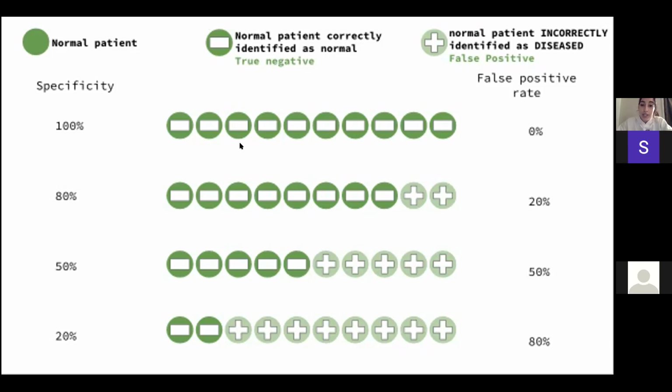If a test is 100% specific, all normal patients get a negative result. They're all true negatives. There are no false positives here. If a test is 80% specific, 80% of normal patients get a negative result, and 20% are falsely labeled as diseased. So there's a false positive rate of 20%. And here, with a 50% specificity rate, 50% of normal individuals are labeled as normal, and 50% are falsely labeled as diseased. They get a false positive rate of 50%.